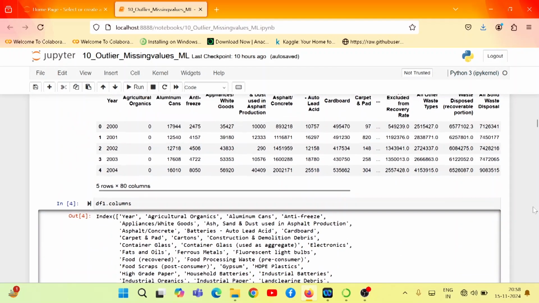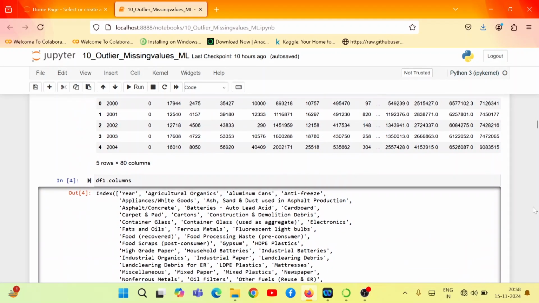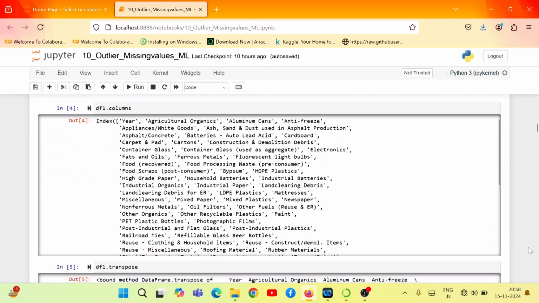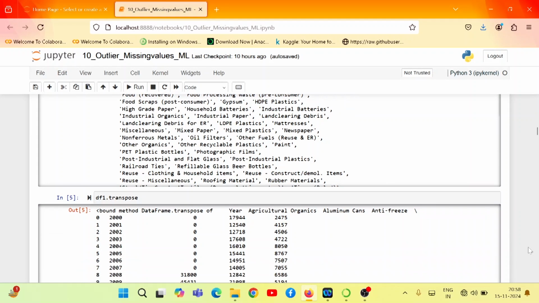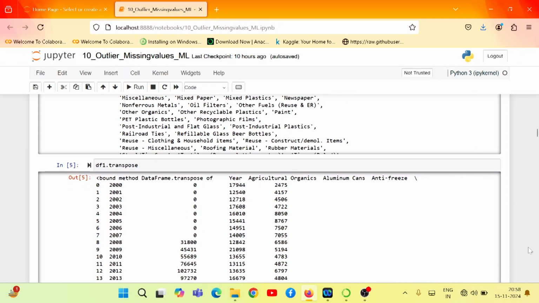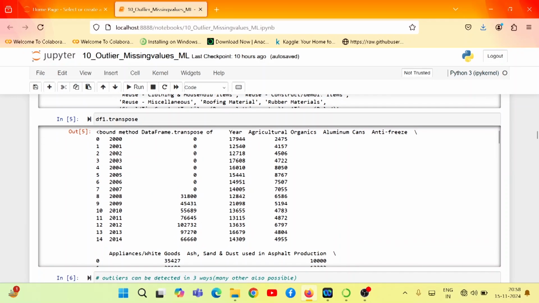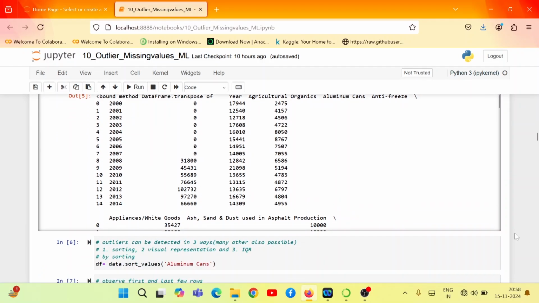Now, if you want to visualize the column names, you can do it like this, df.columns. If you hit this, then you will get all the column names. If you want to transpose it so that we can visualize the values properly, you can transpose the data frame and take a glance at it, right? For that reason, I have done this transpose.